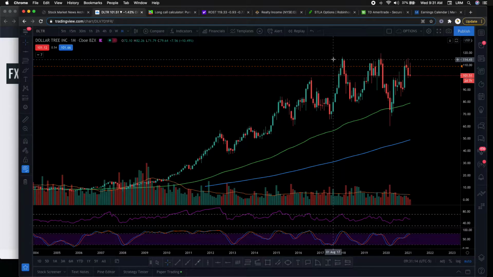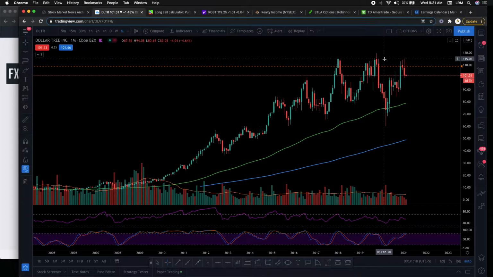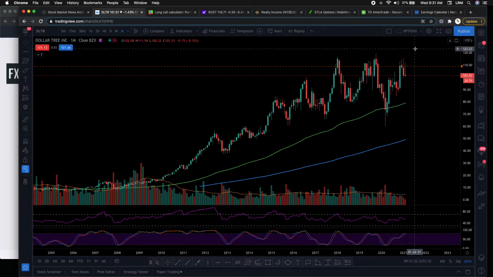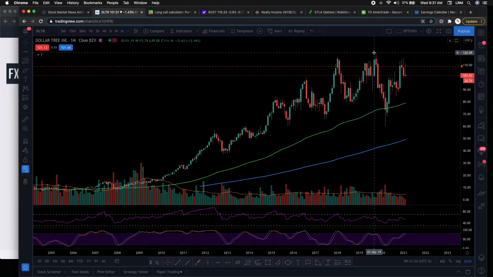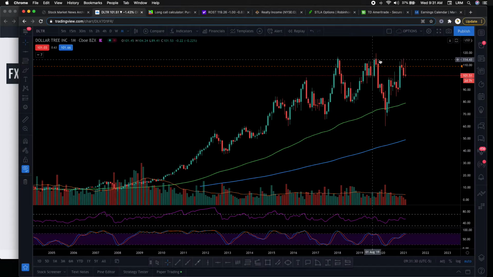So as far as taking any long positions, it'd be very hard for me to have a price target that's above this range. If I'm going to go long with Dollar Tree, my price target is not going to be above this range because price hasn't shown me that it's able to go above this range.